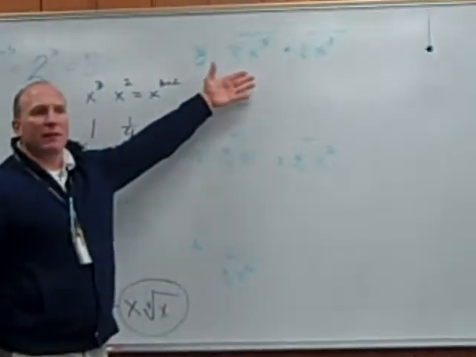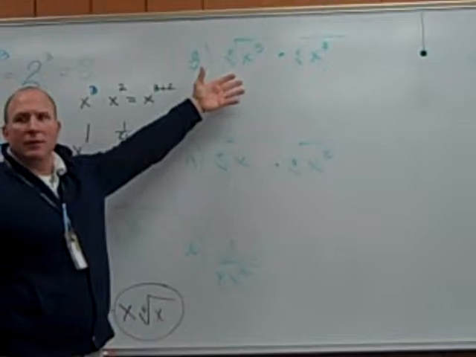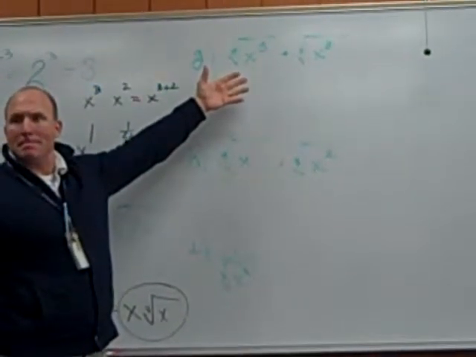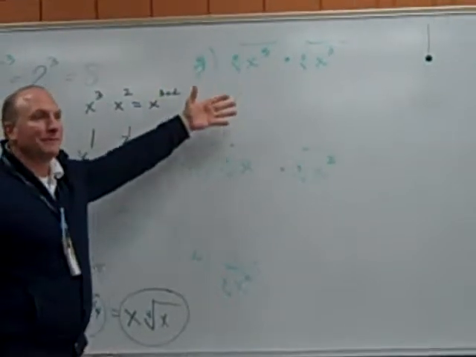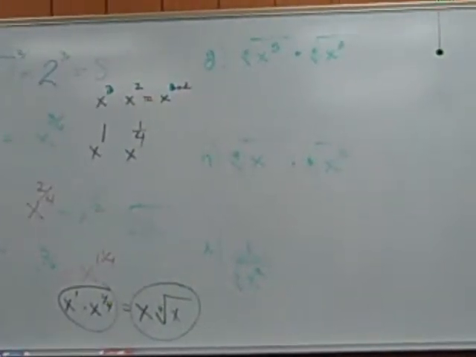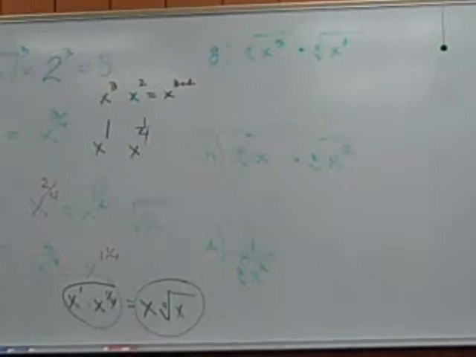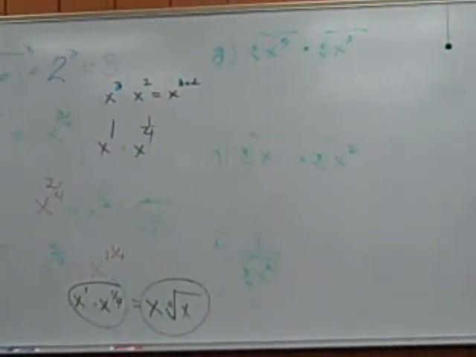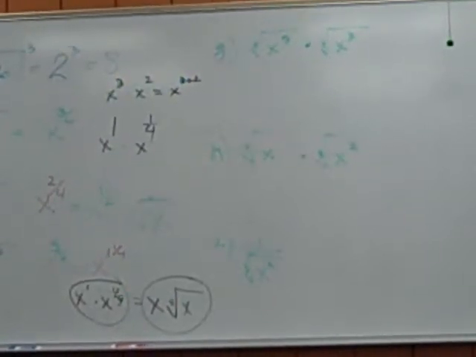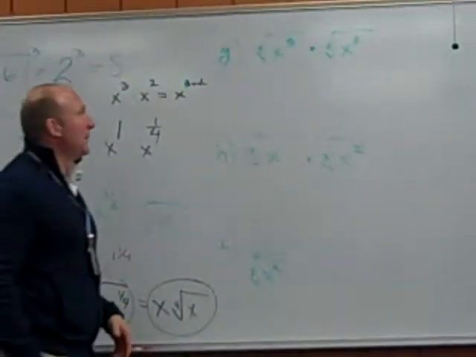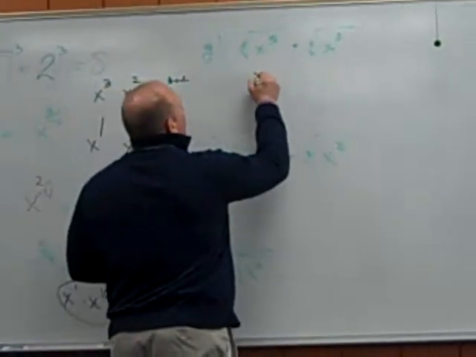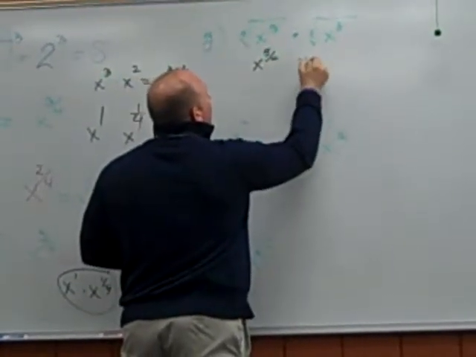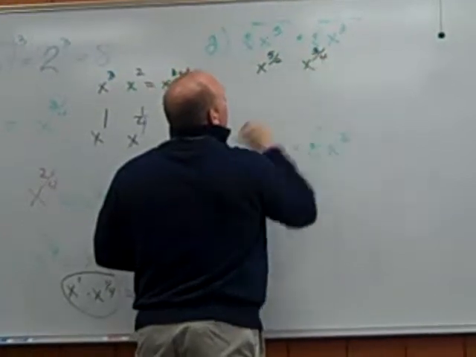What are we going to do here? We got all these weird radicals. What are you going to do? When in doubt, write them as fractional exponents. What's this going to be? X to the 5 over 4, power over root, times x to the 3.